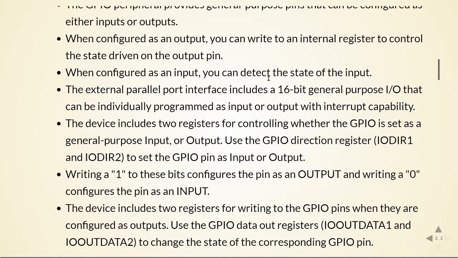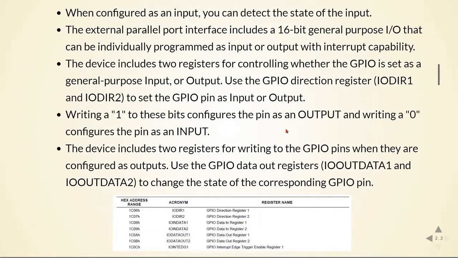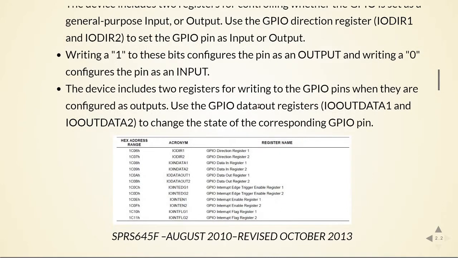This device uses two registers for controlling whether the GPIO is set as a general purpose input or output. These are the GPIO direction registers, IO DIR1 and IO DIR2. Writing 1 to those bits configures the pin as an output, and writing 0 configures the pin as an input. This device also includes two registers for writing the GPIO pins when they are configured as outputs. These are the data out registers, IO out data 1 and IO out data 2, used to change the state of the corresponding GPIO pin.